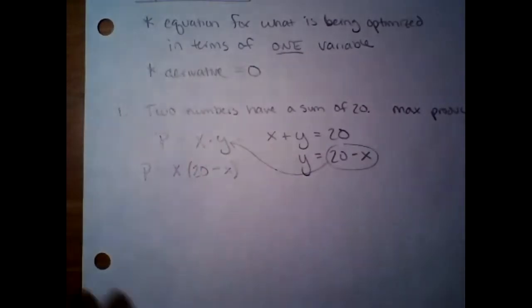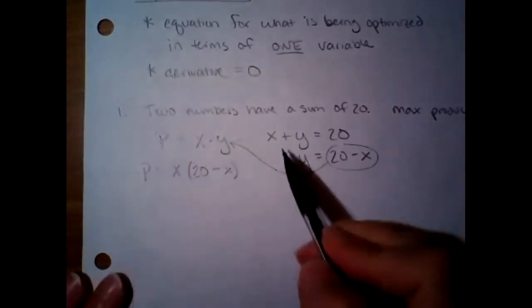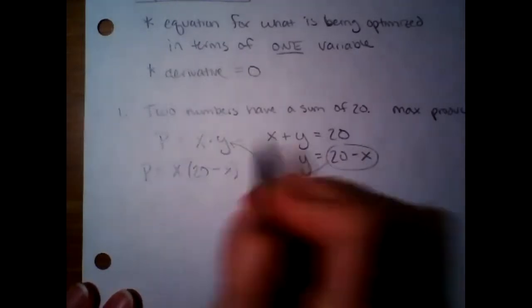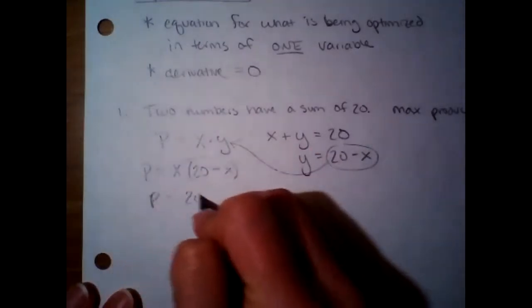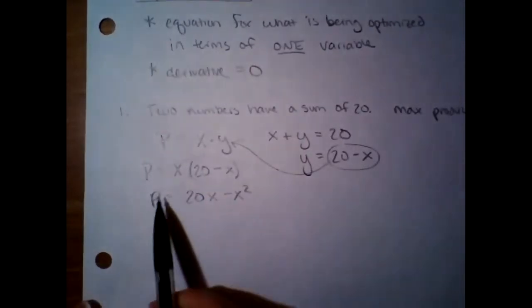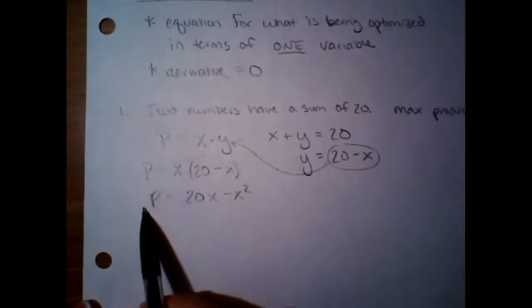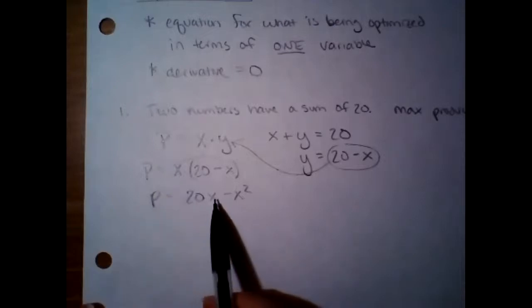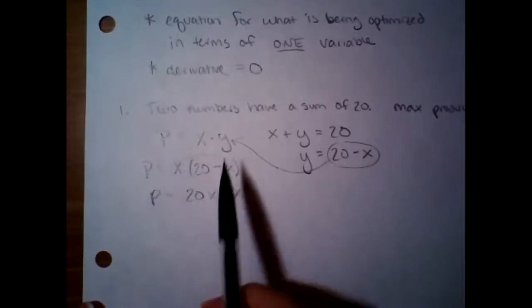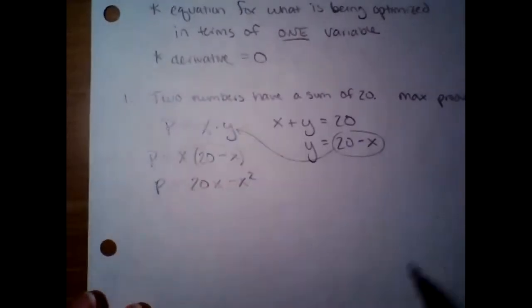So again, we haven't done any calculus yet. We did algebra. We subtracted an x, we substituted. Now I'm going to distribute this x through there. And so now we have an equation for what we're trying to optimize. That's the product in terms of one variable. I only have x's over here. And so then it's derivative equals 0.